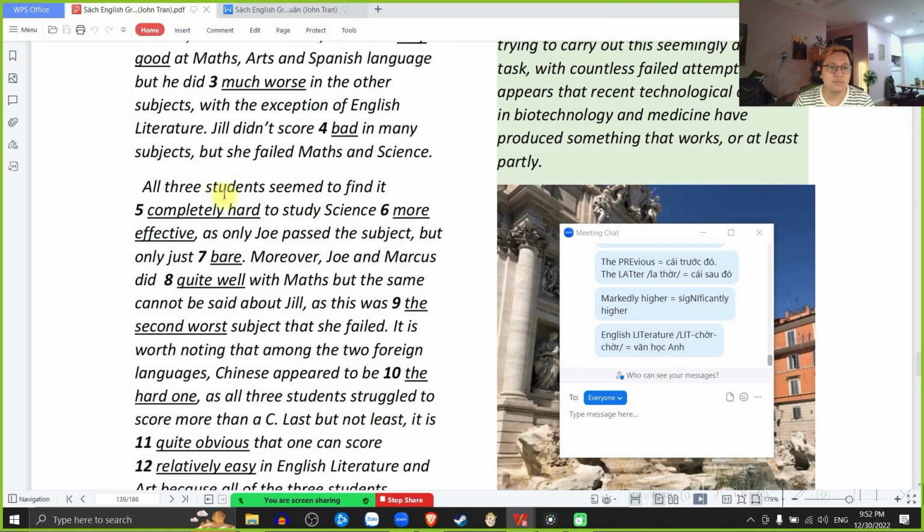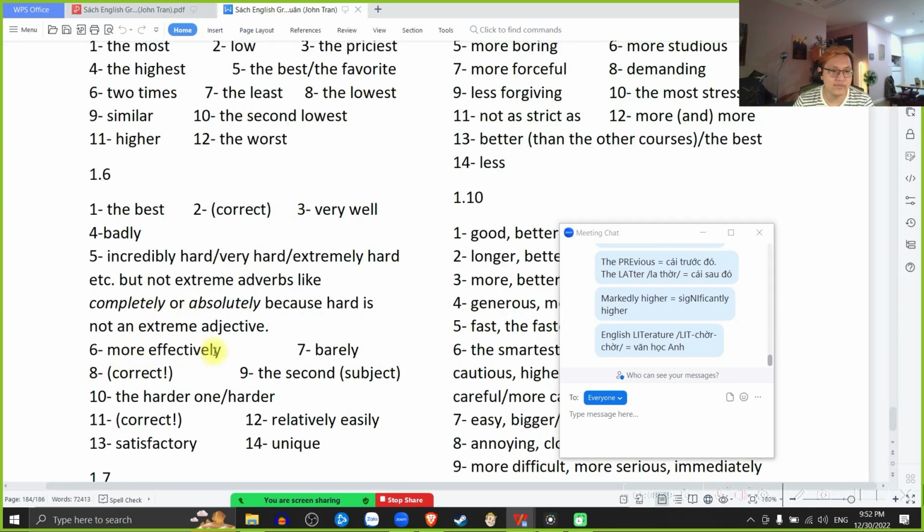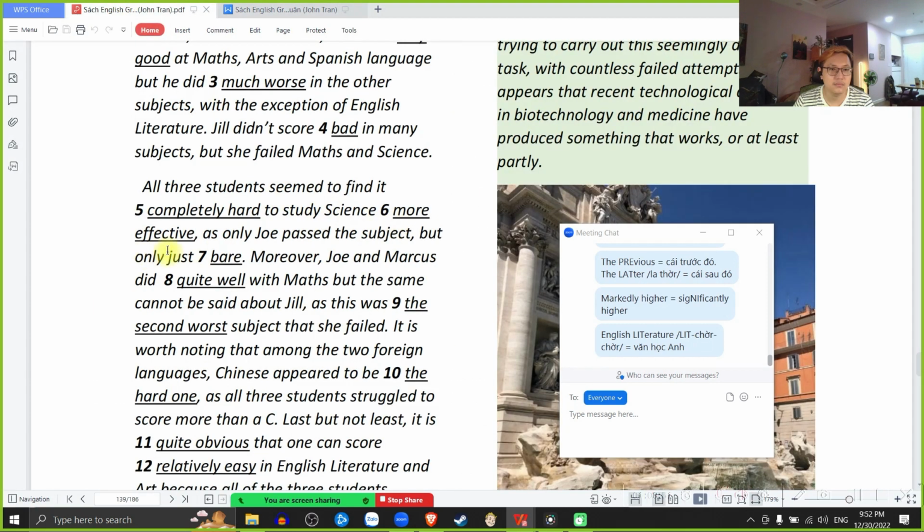So all three students seem to find it very hard, extremely hard, something like that, to study science more effectively, because it describes how they study science. You have to use an adverb. Nó miêu tả cái cách mình học môn science như thế nào, phải dùng một adverb. Thì là số 6 là more effectively.